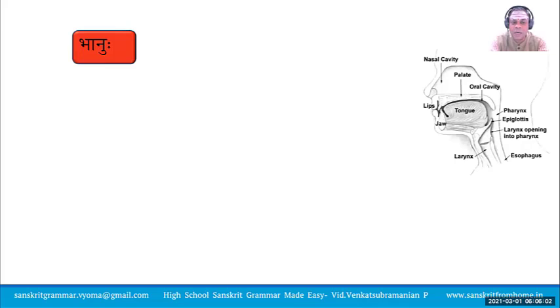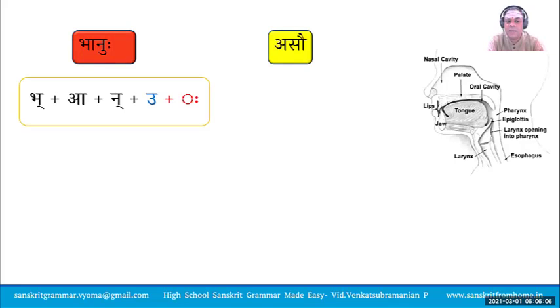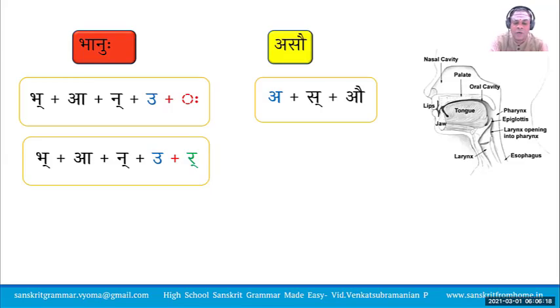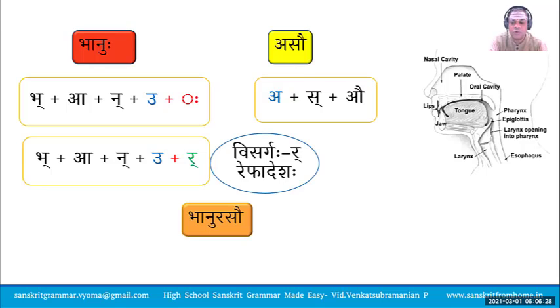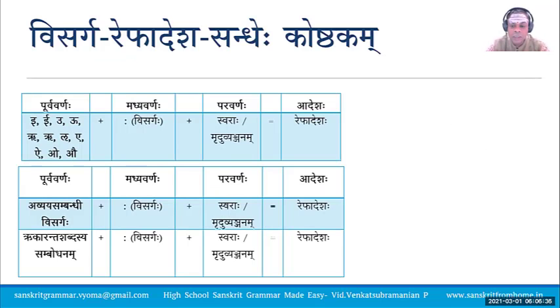Now, if you see Bhanuhu Asau, Bha A N U Visarga, Asau A S Au, Ukara followed by Repha. Visarga gets transferred to Repha. Visargasya Rephaadeshaha, Bhanurasau. Now, how is the rule described? There are 3 rules for Rephaadesha which can happen.